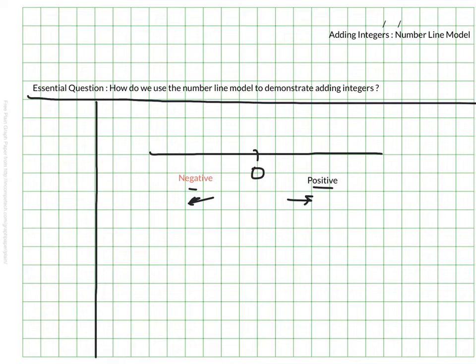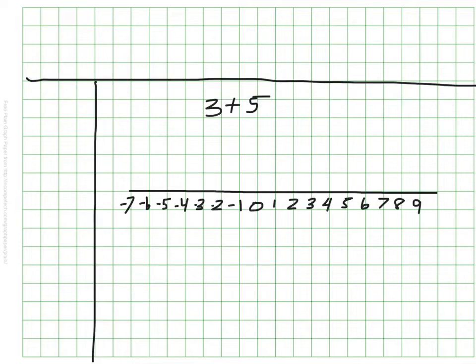When we're adding integers, these directions are very important, right? Because if we want to add a positive number, we are going to move to the right. And the reverse is true, that if we want to add a negative number, we're going to move to the left.